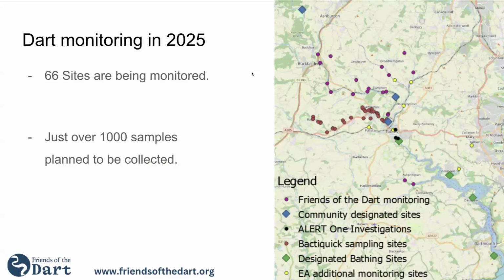Okay, just to finish off here, I think the Dart is now, in large part due to the work that you've all been doing in supporting this, probably one of the most monitored rivers in the country. Across our work and the work of other partners we're collaborating with, 66 different sites are being monitored, and over 1,000 samples are planned to be collected this year.